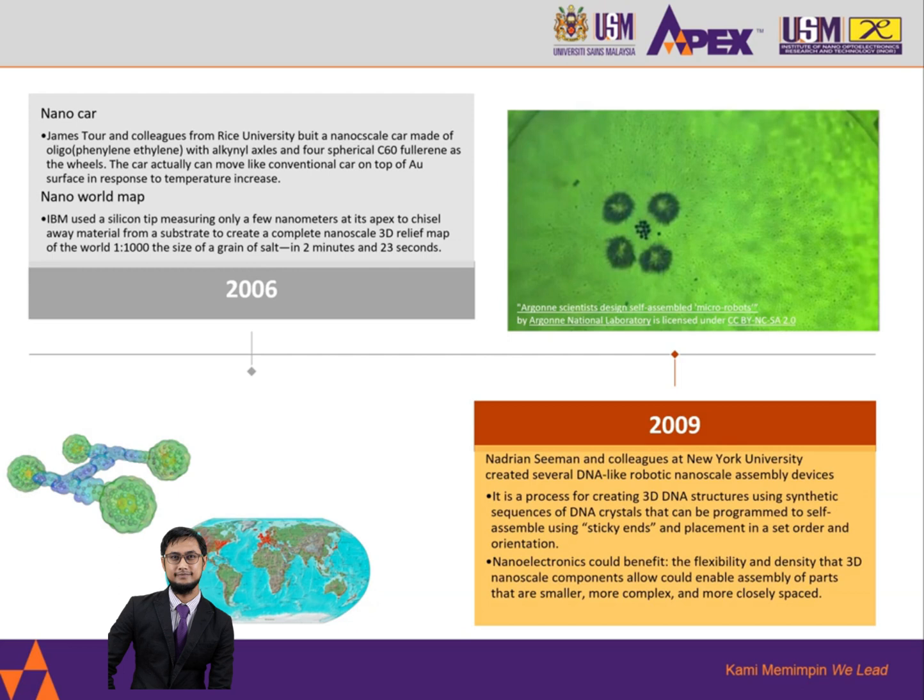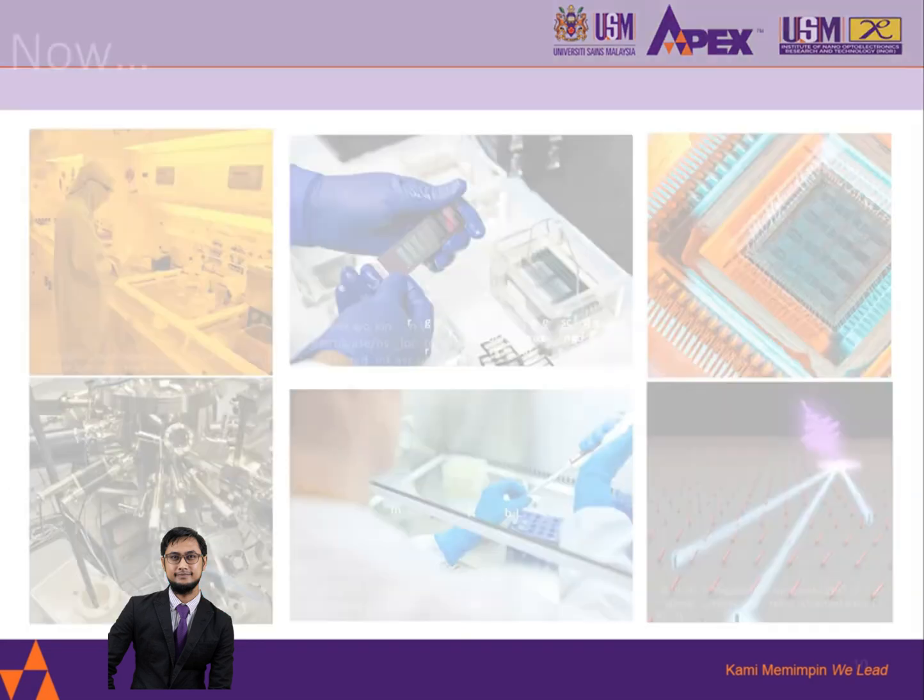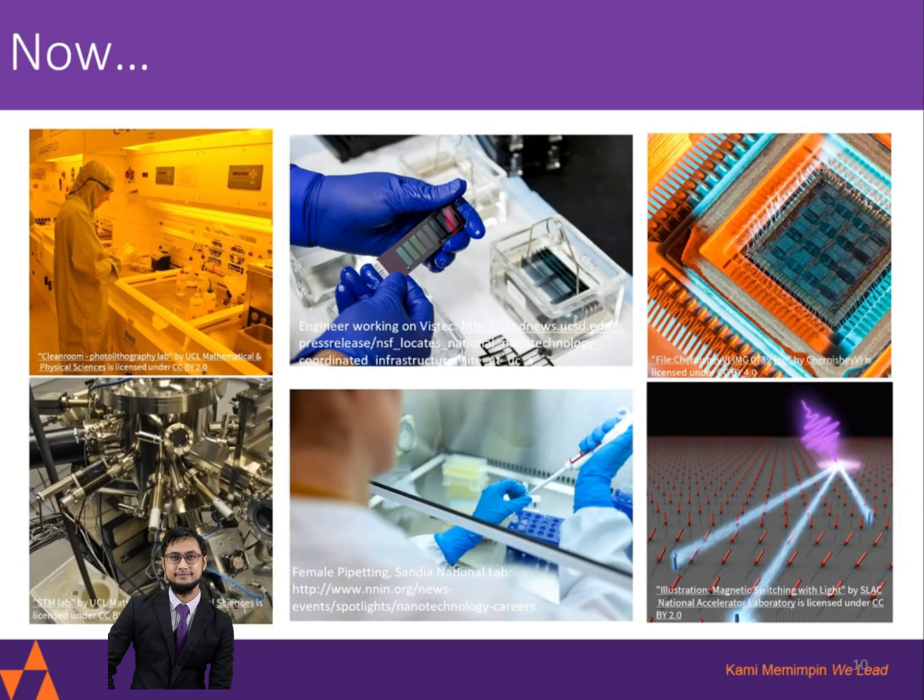Most recently, in 2009, Nadrian Seeman and colleagues at New York University created several DNA-like robotic nanoscale assembly devices. It is a process for creating 3D DNA structures using synthetic sequences of DNA crystals, replicating the size and shape of the actual DNA. The DNA-like robot can be programmed to self-assemble using sticky ends and placement in a set order and orientation. Using clever chemistry, the robots actually can assemble themselves.